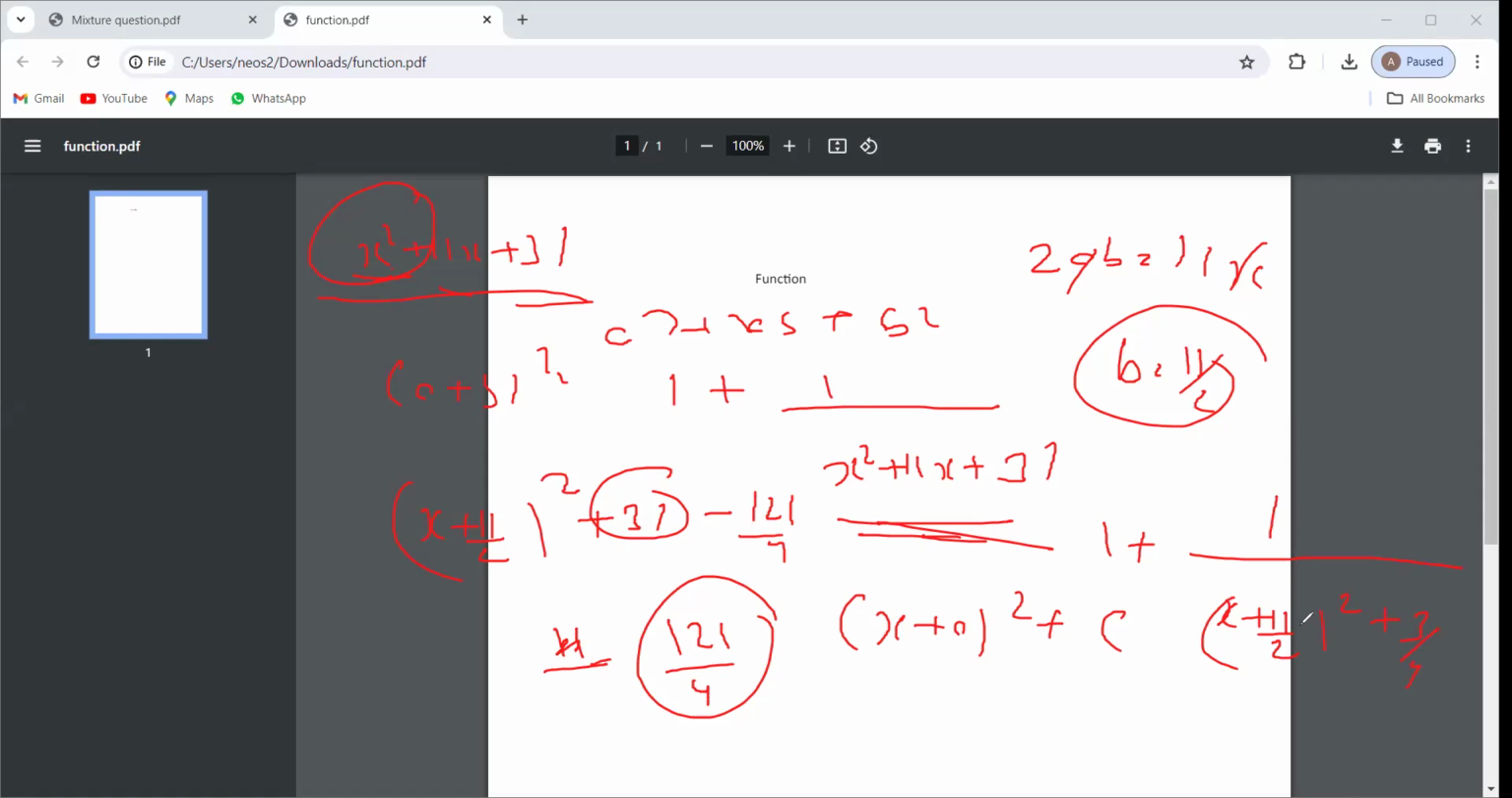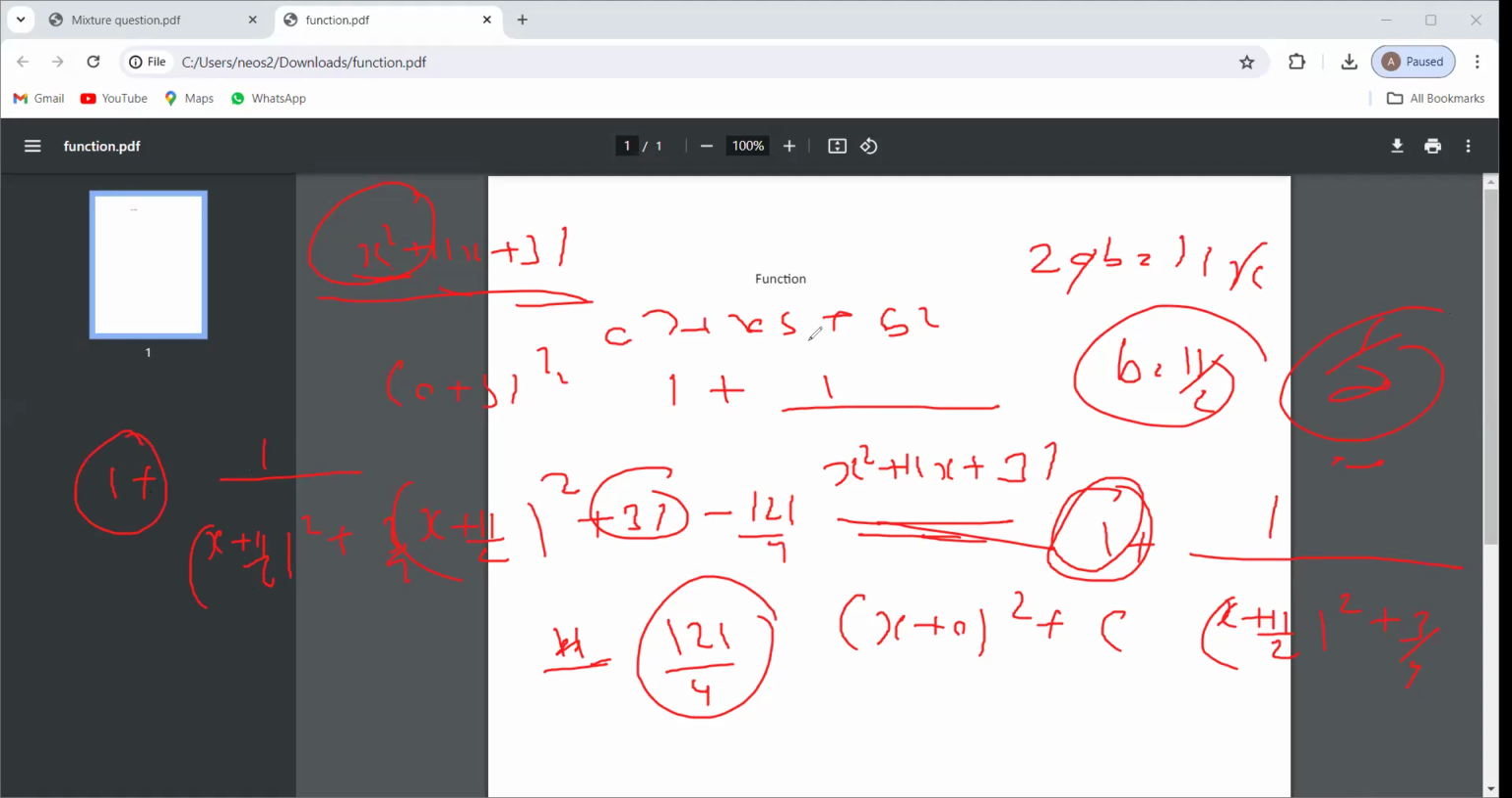Are you clear? Now tell me what will be the minimum value? 1. Put x as infinity, this will become 0. Put infinity in 1 by x, this will become 0, right? So the minimum value can be 1. 1 by infinity is 0. So the minimum value will be 1.